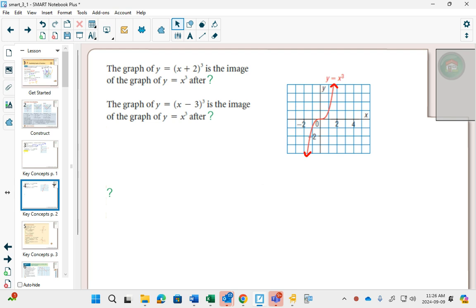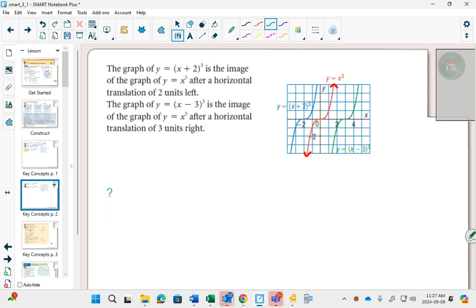So, if you did x + 2, now this is inside. X's are liars. Does it make sense that that would go 2 to the left? And if you have an x - 3, X's are liars, that'll go 3 to the right. So we've got our way of describing it. They will ask you, can you describe these things in words? This is describing it in words. Horizontal translation, 2 units to the left. Or horizontal translation, 3 units to the right.